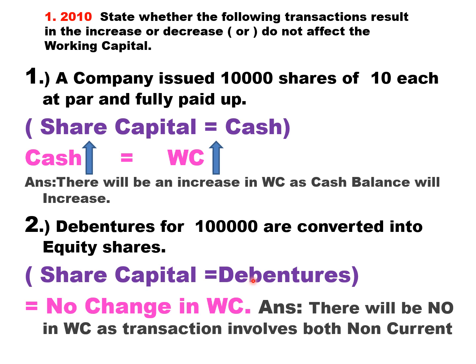Remember this, students: a light will glow only if there are two wires, positive and negative. In the same way, working capital will change only if the transactions involve a current item and a non-current item. But here there is no change, because equity share capital is non-current and debenture is non-current. So what answer should you write in the exam? There will be no change in working capital as the transaction involves both non-current items.